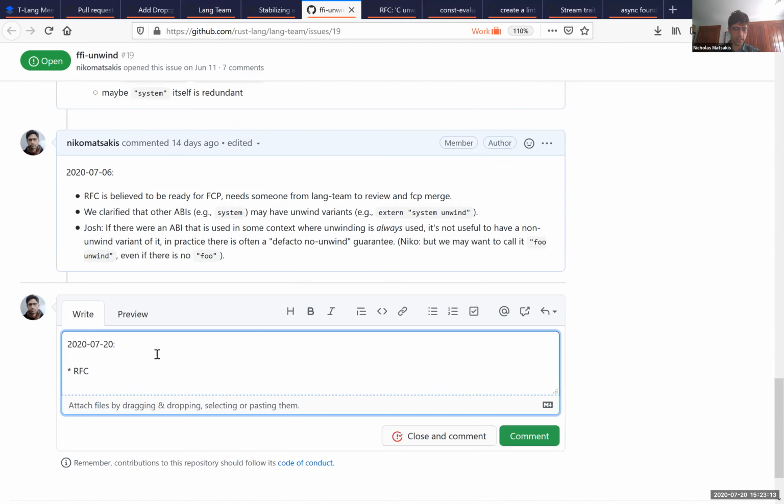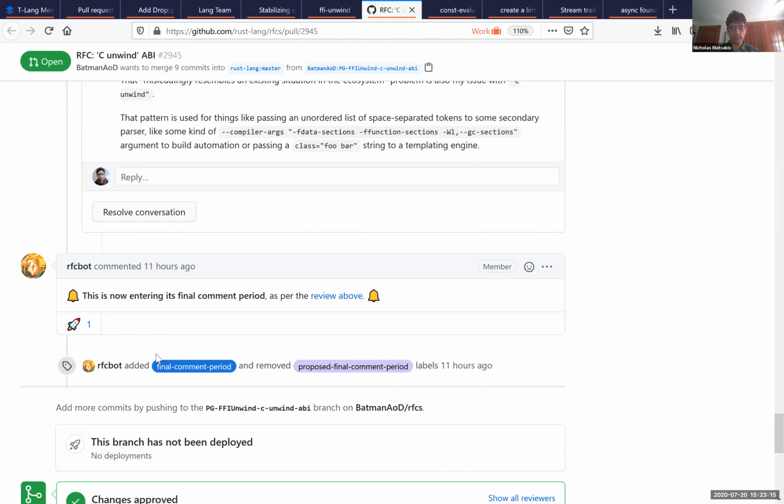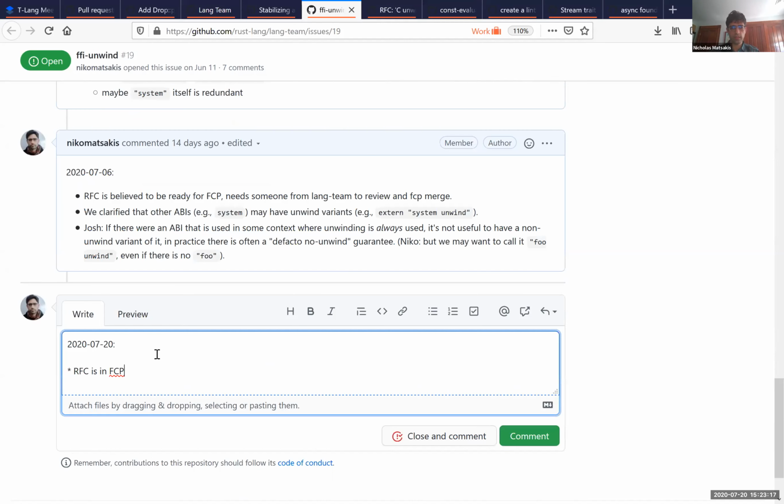So the RFC is in FCP. That's going to take a little while for that to close. It has just entered FCP. I think the next stage is going to be implementation, and it looks like some people from Fastly might be into that, so that would be nice. Yep.